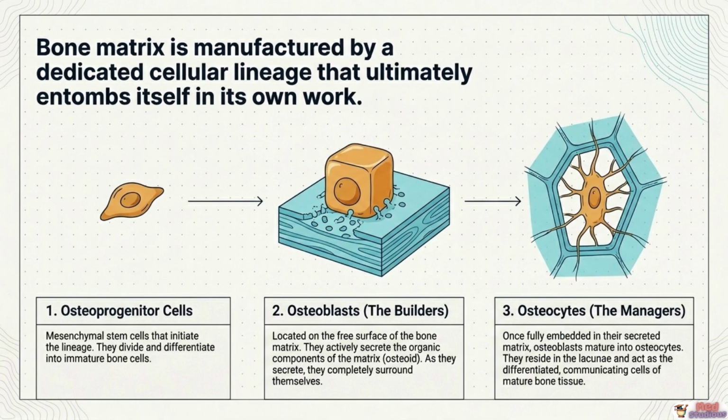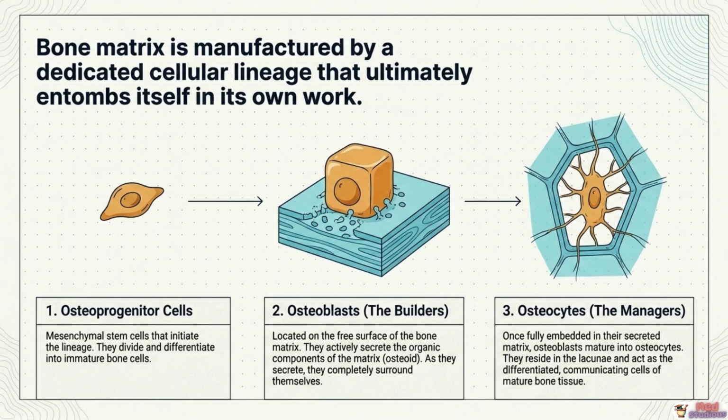The production of bone matrix is not performed by a single cell type. It is orchestrated by a dedicated cellular lineage that progresses through 3 sequential stages of differentiation, each with a distinct morphology, location, and functional role. The lineage begins with osteoprogenitor cells, the mesenchymal stem cells of the bone compartment. These are spindle-shaped, relatively undifferentiated cells that reside along the inner surface of the periosteum, the endosteum, and in the walls of the Haversian canals.